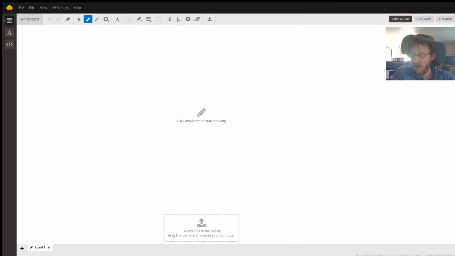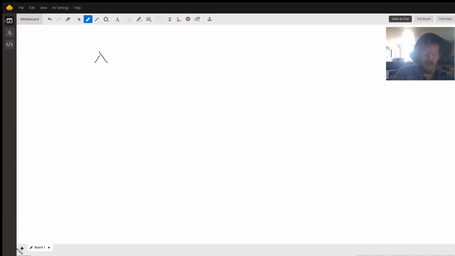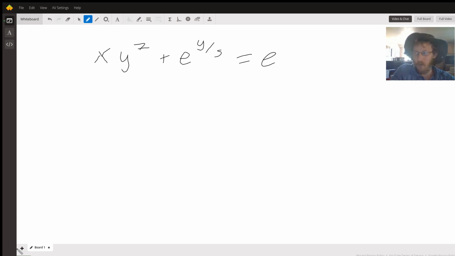So let me quickly write down the problem. You have x y to the 7 plus e to the y over 5 equals e. And we want to solve this with implicit differentiation.